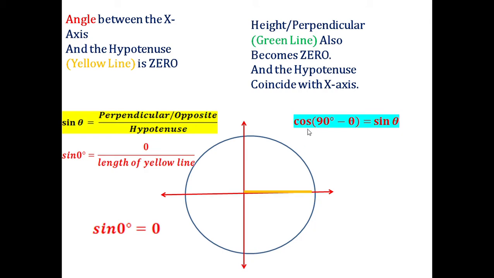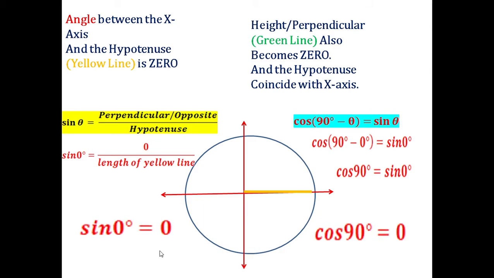Now one relation is known to us, that cos of 90 minus theta is sine theta. If we put theta equals to 0 here, then we shall get cos of 90 minus 0 equals to sine 0. Because theta is 0 in this case, thus cos 90 degree is equals to sine 0 degree. No doubt they are complementary. Thus sine 0 is 0, so cos 90 will also be 0. Thus we are getting these two important ratios. So sine 0 is 0, and cos 90 is also 0.